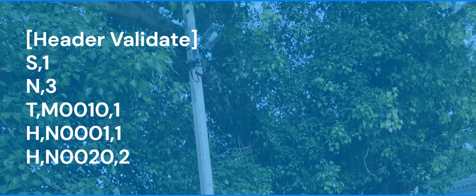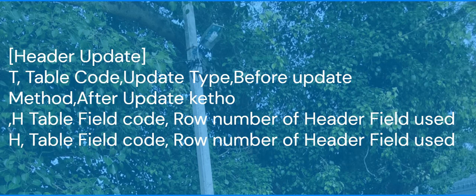In this example, header validates agents table code M0010 for existence of record. That is, if record does not exist, upload will stop, and if it exists, it will continue. It uses header row 1 value and row 2 value combination to match against table fields with code N0001 and N0020. This specifies the table to be updated using the header data. This will be specified in the section under header update. This is rarely used. Specification will be similar to the header validate.